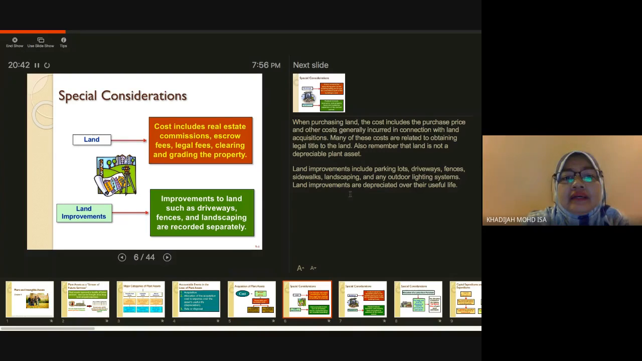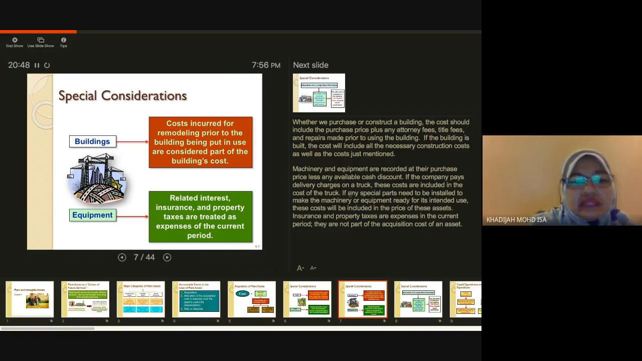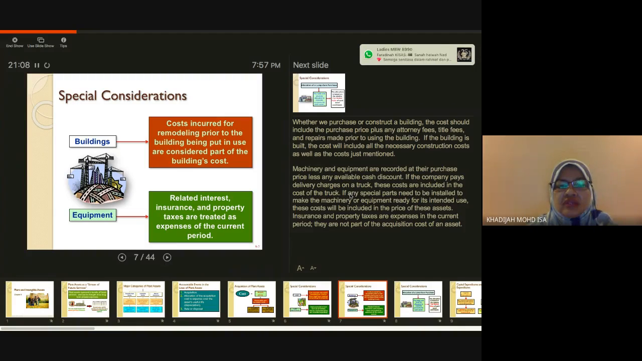All right. And then in terms of the building, the cost incurred for remodeling, all these things. But equipment-related interest, insurance, and property taxes are treated as expenses. So this is what I said just now. Anything to do with your interest expense, and insurance is different, right? You have to differentiate between the cost you incur in putting the asset into use and other costs that you have to incur. For example, the related interest, insurance, and property taxes are considered an expense in the year that you incur them.